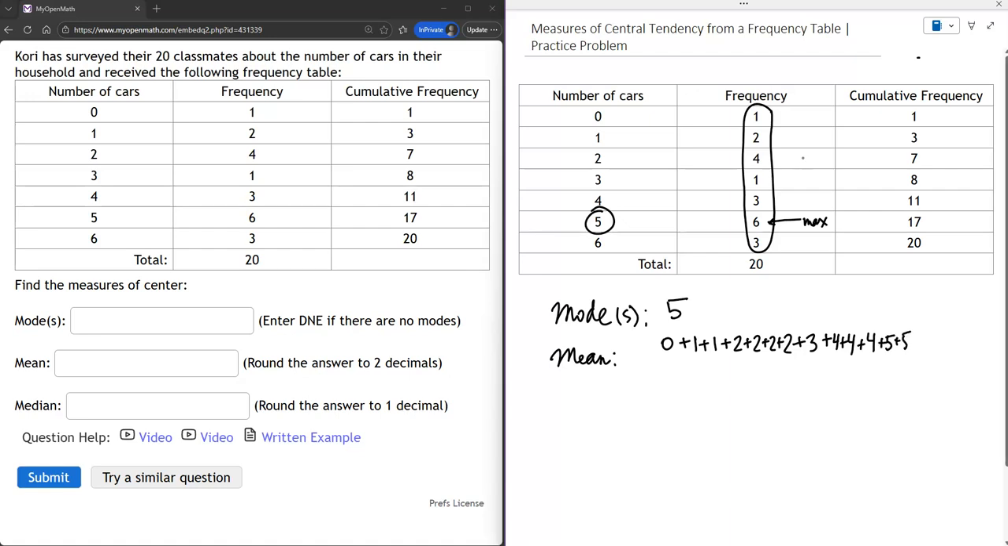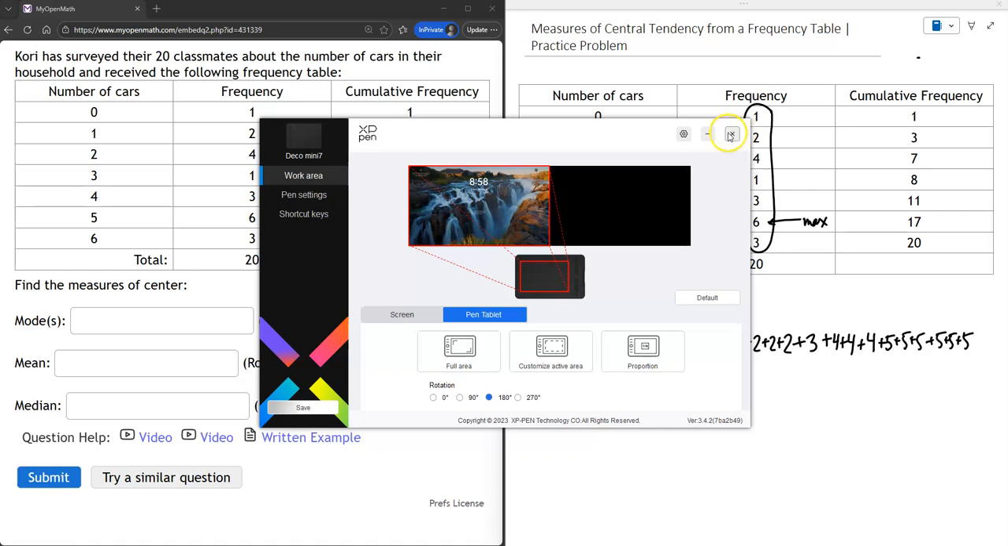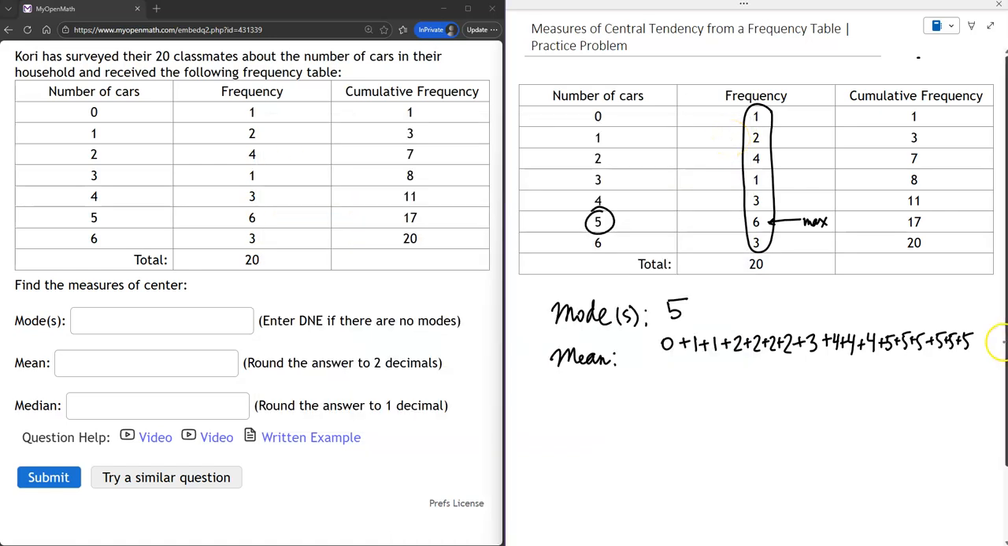So 1, 2, 3, 4, 5, 6, and then we have 3 sixes. So 1, 2, and 3. And all of that will be divided by the total number of observations, which is 20. This is one way to understand the formula.